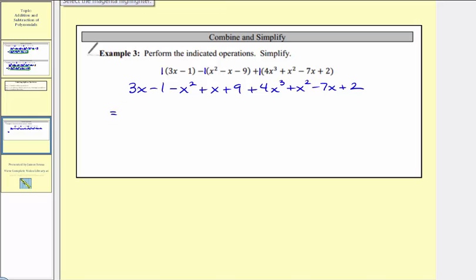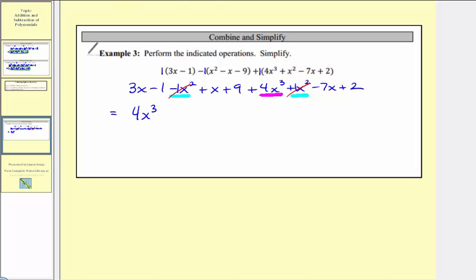Again, we'll start with the highest degree term first. Notice here we have an x cubed, so the highest degree term is degree 3. There are no other degree 3 terms, so we have 4x cubed. And now we'll look for the x squared terms. Here we have negative 1x squared. And here we have x squared, or 1x squared. Well, negative 1x squared plus 1x squared would be 0. So these terms drop out.